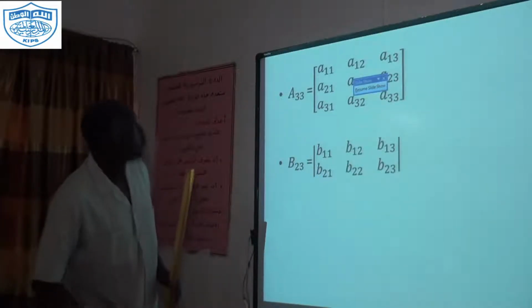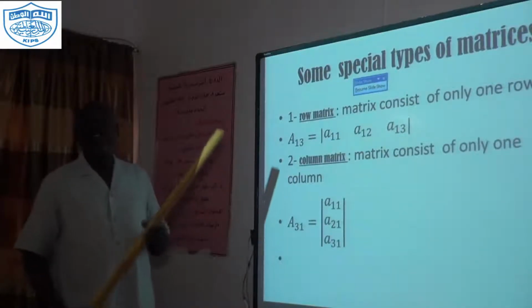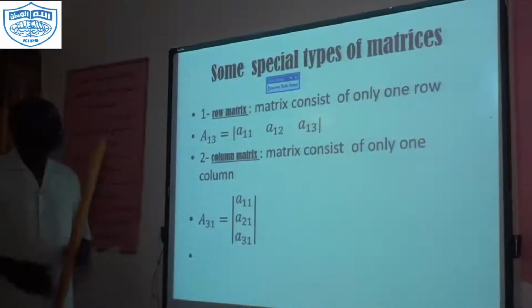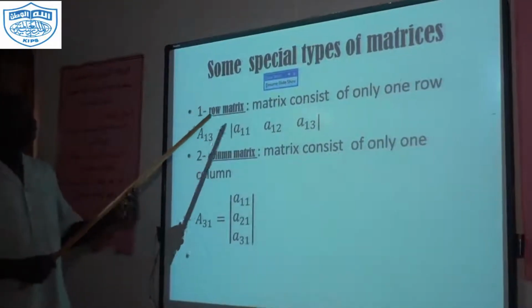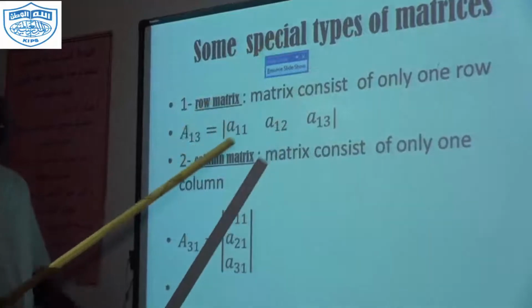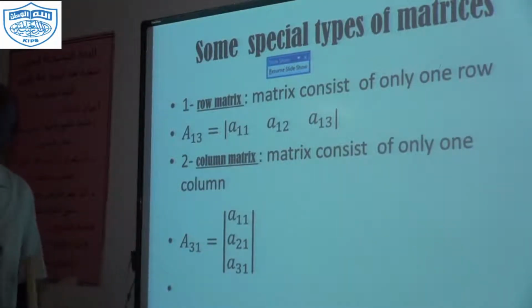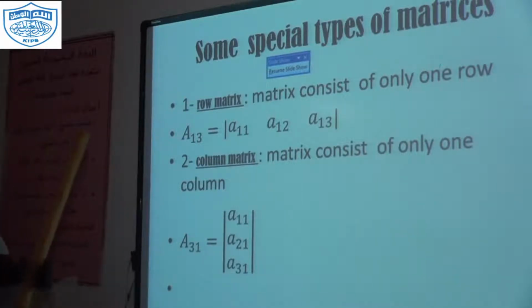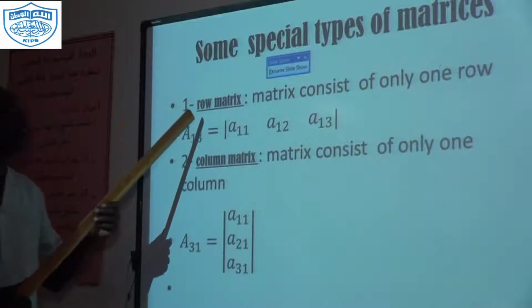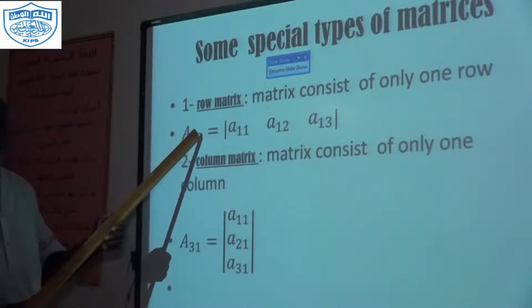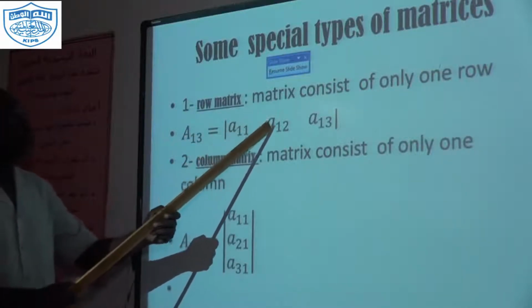Some special types of matrix. First, the row matrix. This matrix consists of only one row but many columns. It is possible to have 2 columns, 3 columns, 4 columns, it doesn't matter, but it contains one row. In this case, we call it a row matrix. For example, this A13 contains one row and 3 columns: A11, A12, A13.